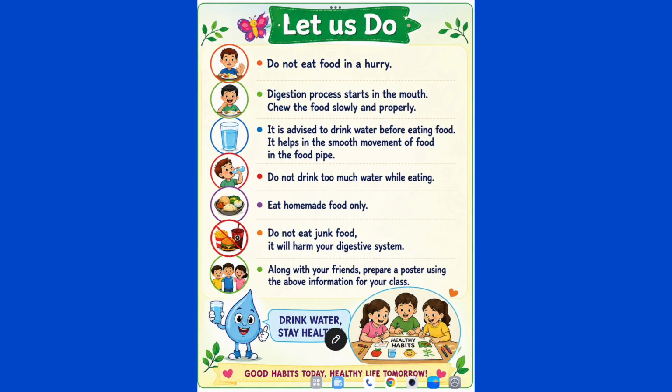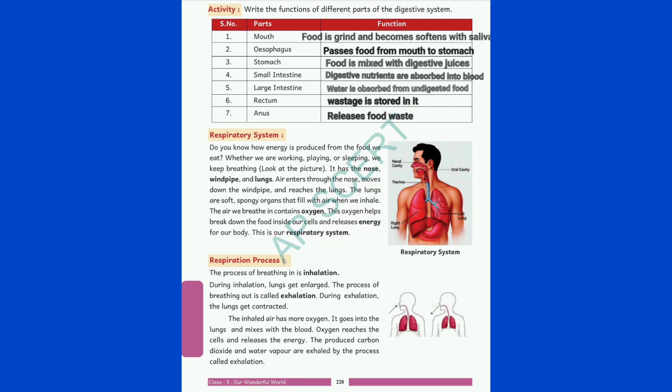Page number 228. Activity. Write the functions of different parts of the digestive system. Serial number, parts, function. 1. Mouth. Food is ground and becomes soft with saliva. 2. Esophagus. Passes food from mouth to stomach.